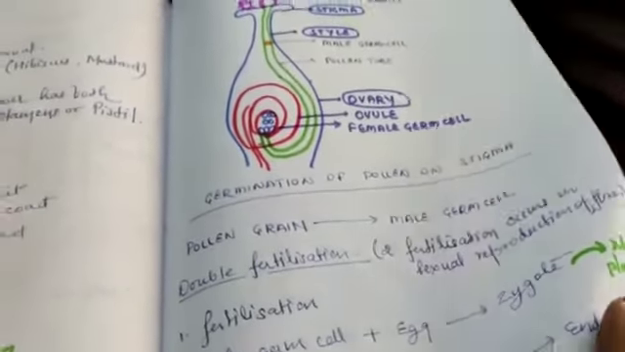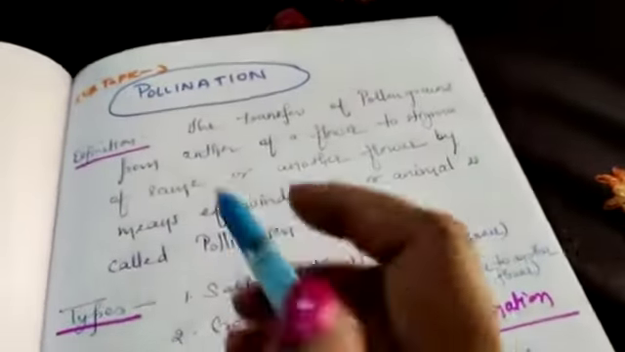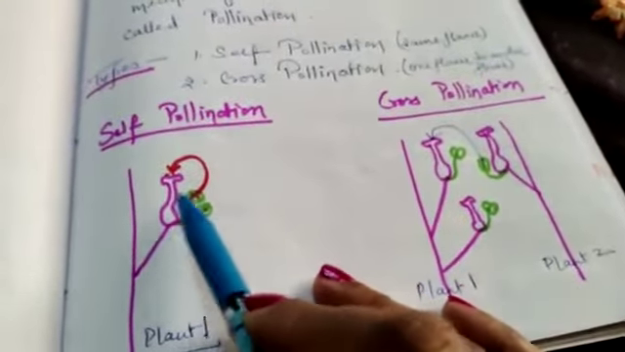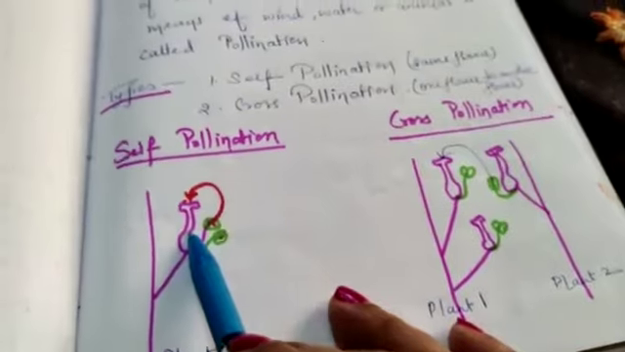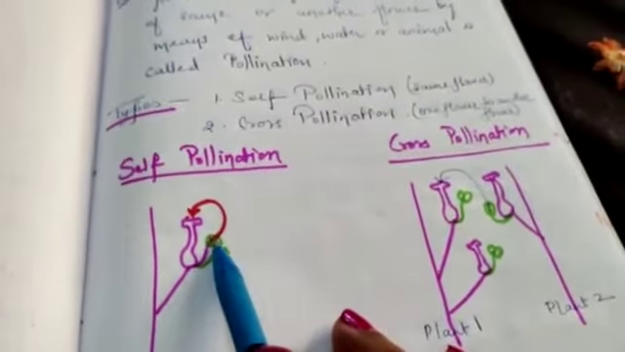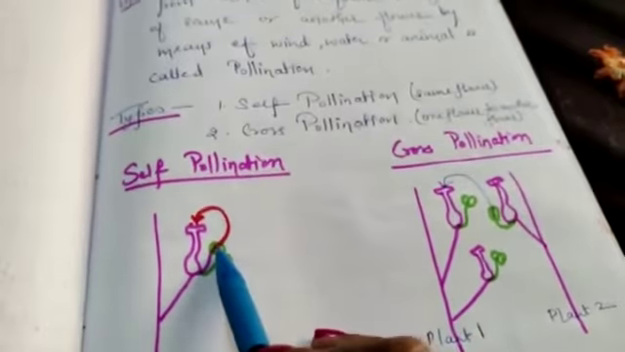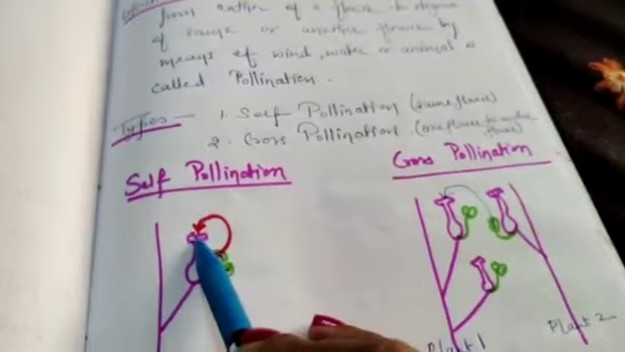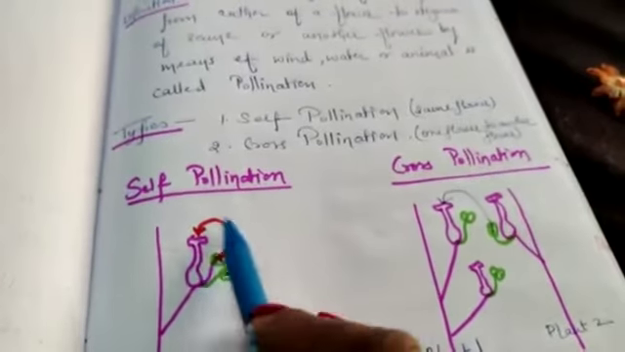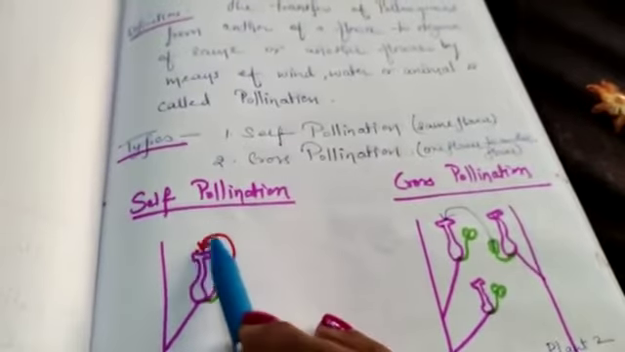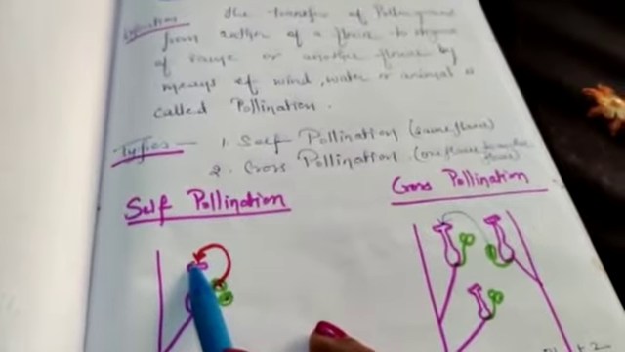Before coming to this, let us concentrate on pollination. I have drawn here only the male part and the female part. Anther, as I told you, is where the male germ cell is present. So here the male germ cell is transferred, that means pollen grains are transferred from here to here, from anther to stigma, right? So this transfer of pollen grains from anther to stigma is known as pollination.